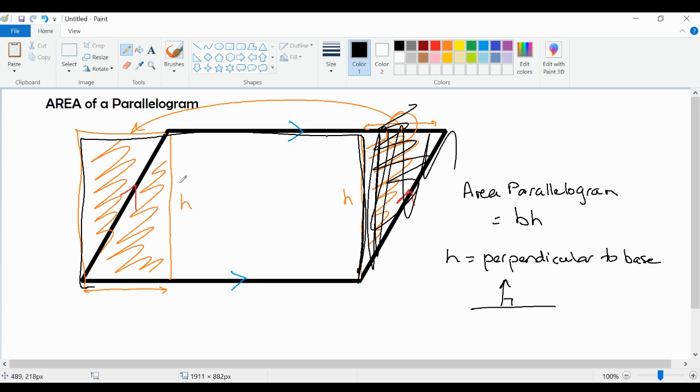And here, the height here, if you can see that, is at right angles to the base. Okay, and it goes straight up here, right to the top. So we take the base measurement here, which goes across the bottom here, and we times it by the height. And that will actually give us the area of a parallelogram.